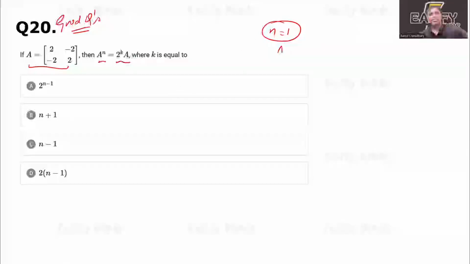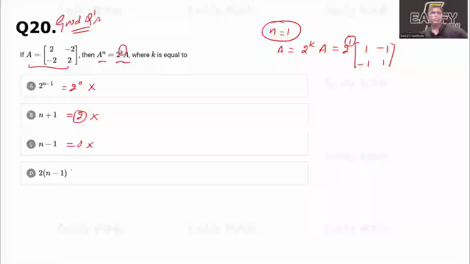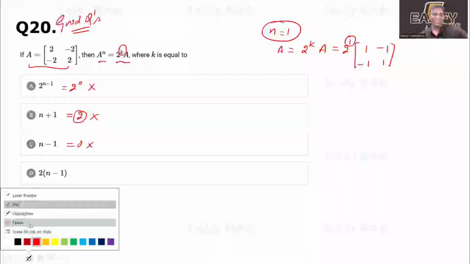So A will be equal to 2 power k into A. If we see, 2 is common, 1 minus 1 minus 1 1. So 2 power 1 is coming for n equal to 1. If we put n equal to 1 here, I am getting 2 power 0, which is wrong. I am getting answer as 2. That is also wrong, because k value is something power, and k value I am getting as 1. So this is wrong. All are wrong. So don't put n equal to 1.